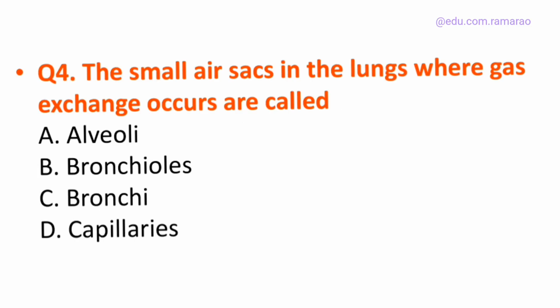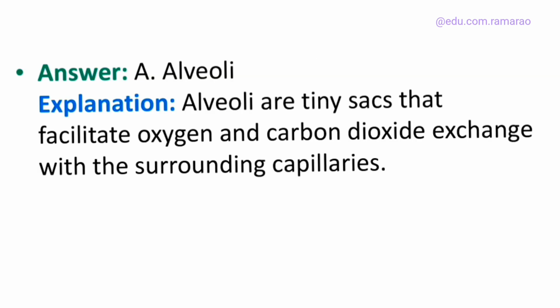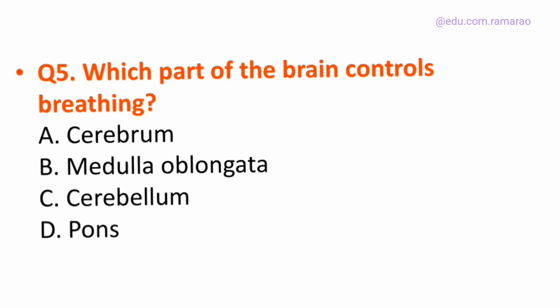The small air sacs in the lungs where gas exchange occurs are called option A alveoli, option B bronchioles, option C bronchi, option D capillaries. The correct answer is option A alveoli. Alveoli are tiny sacs that facilitate oxygen and carbon dioxide exchange within the surrounding capillaries.